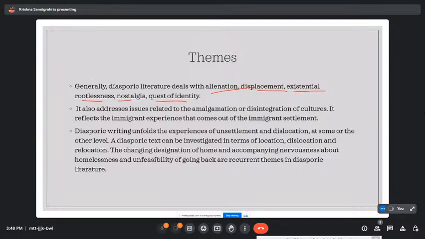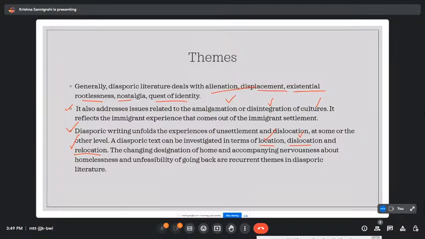It also addresses issues related to the amalgamation or disintegration of cultures. It reflects the immigrant experience that comes out of the immigrant settlement. Diasporic writing unfolds the experiences of unsettlement and dislocation at some level. A diasporic text can be investigated in terms of location, dislocation, and relocation. Location is where they are from, dislocation is how they have been uprooted from there, and relocation is in a new land.